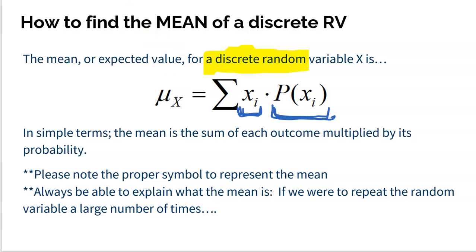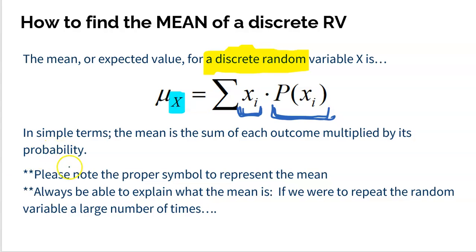And then we do use this little subscript right here, and we typically use the capital letter that is the random variable. Generically, that's just an X, so that would be the mean amount of that random variable. Now, always make sure you know how to explain what this value is. Keep in mind, if we were to repeat the random variable a large amount of times, the mean would be blah, blah, blah. All right, so let's go back and look at our example.